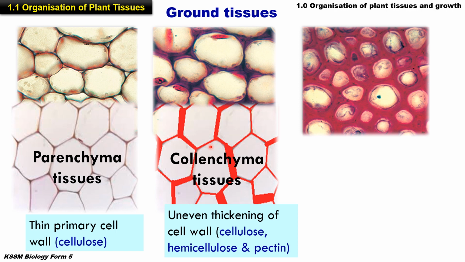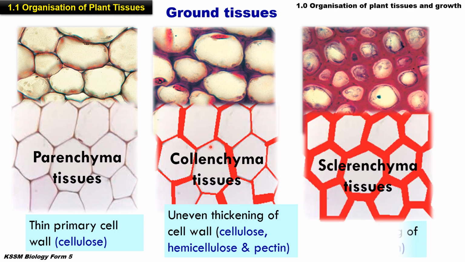Okay, next. For the third one is sclerenchyma. So for the sclerenchyma, okay, all the cell wall has the even thickening. So semua pun tebal. So draw. You draw the sclerenchyma, tebal, tebal, tebal, tebal.